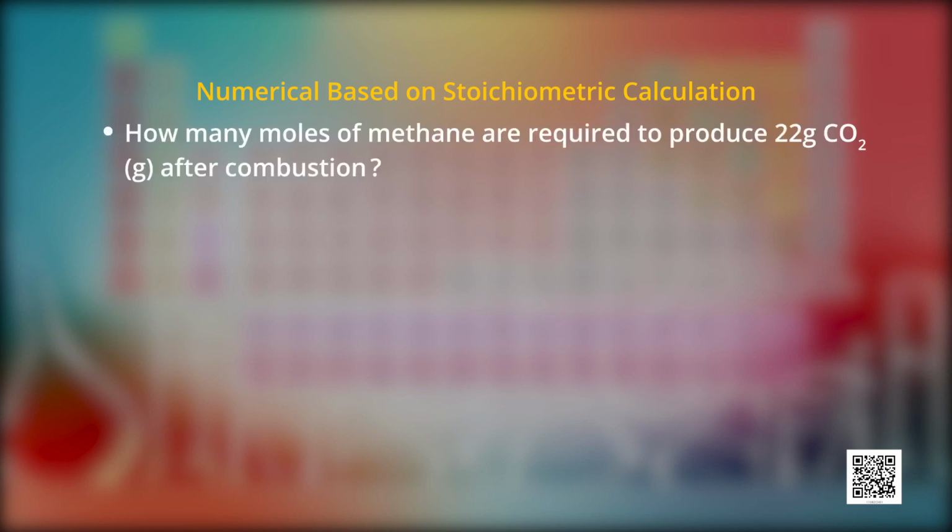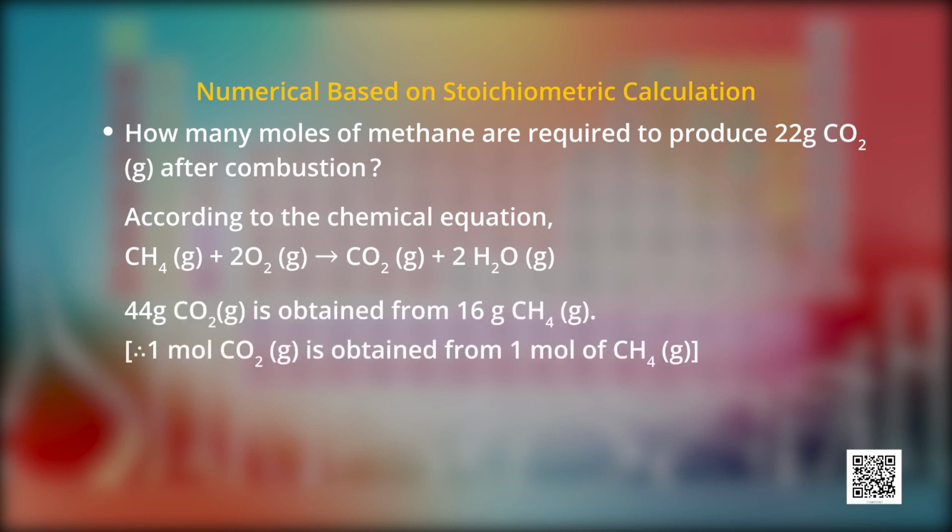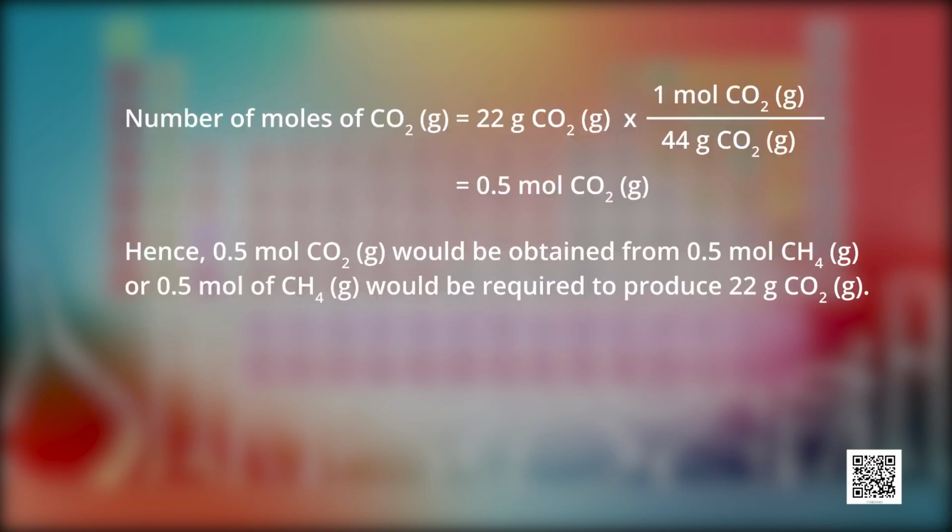How many moles of methane are required to produce 22 gram of carbon dioxide after combustion? According to the chemical equation, CH4 plus 2O2 gives CO2 and 2H2O. Here, 44 gram of CO2 is obtained from 16 gram CH4. We know that 1 mole CO2 is obtained from 1 mole of CH4. So, number of moles of CO2 is equal to 22 gram of CO2 multiplied by 1 mole of CO2 divided by 44 gram of carbon dioxide. We will get 0.5 mole of carbon dioxide.